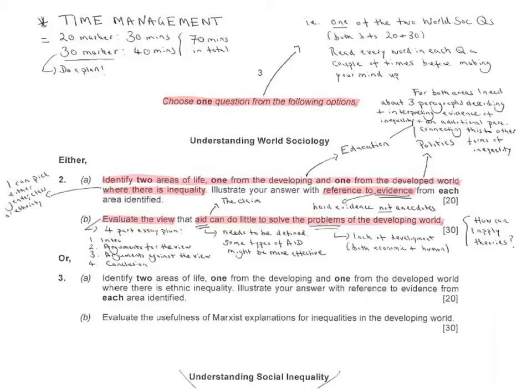By the way, the other 30-mark question that we can see at the bottom of the slide, this one that asks you to evaluate the usefulness of Marxist explanations for inequalities in the developing world, the perspectives that we would refer to as Marxist explanations in the field of world sociology are dependency theory and world systems theory. They're the theories that have been most influenced by a Marxist perspective. They're very, very critical of the effects of global capitalism on the developing world.